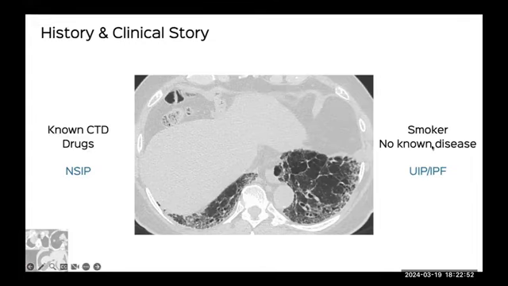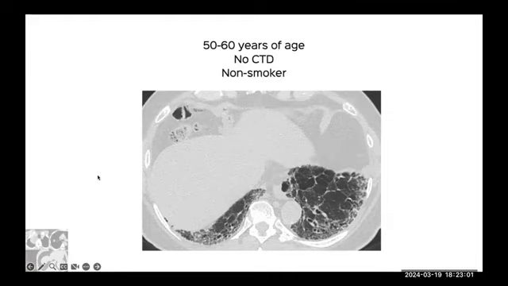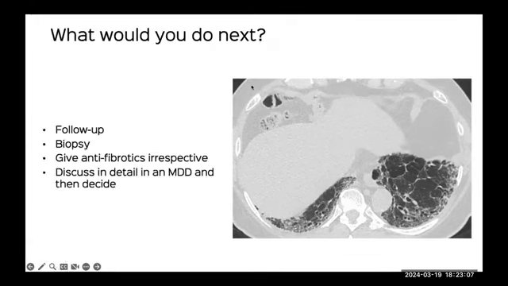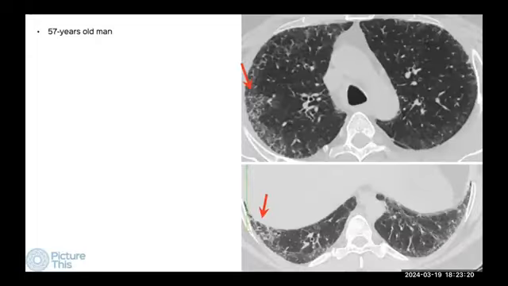If the patient is a smoker, no known disease, it's more likely UIP-IPF. Known connective tissue disease, patients on medications, etc., then it's more likely to be NSIP. But what if the patient is in the age group of 50 to 60, no connective tissue disease, non-smoker? What would you do next? And that is where we have a challenge, because you would need to try and show that this is not UIP-IPF if we want a better prognosis for the patient.